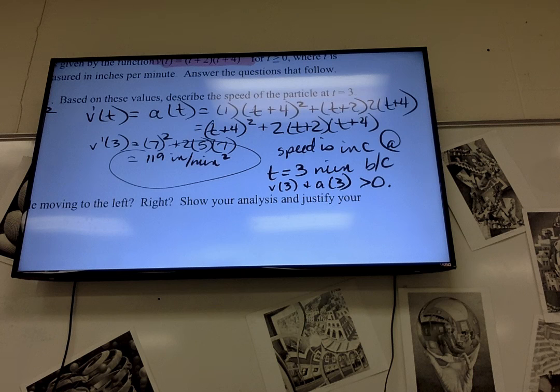Yeah. But because they are the same, they're both positive, it's increasing. If they're both negative, it would be increasing as well. But if they were opposite, then it'd be decreasing.